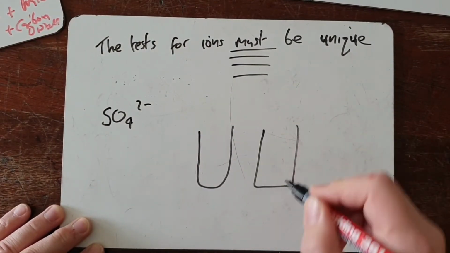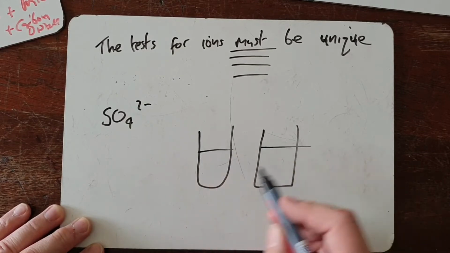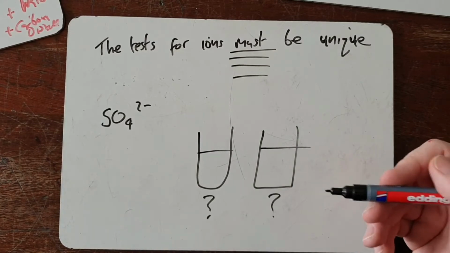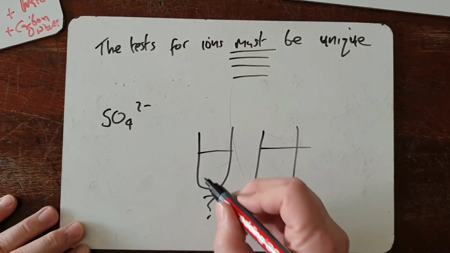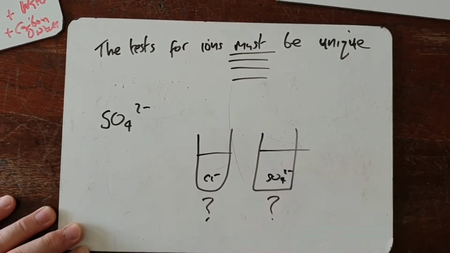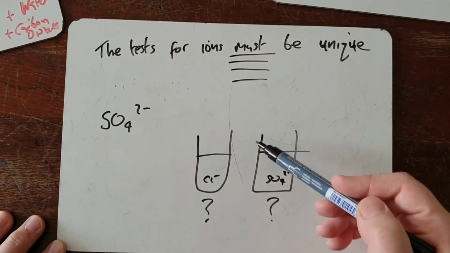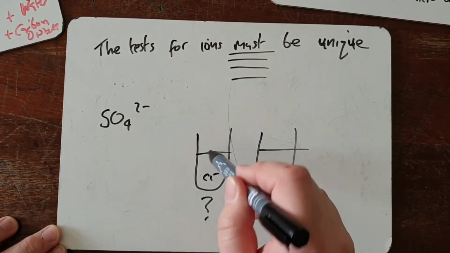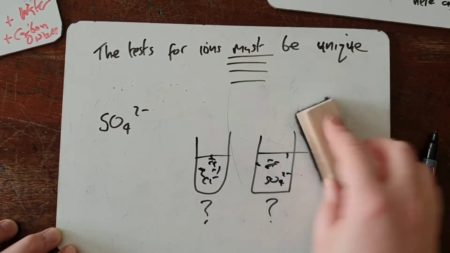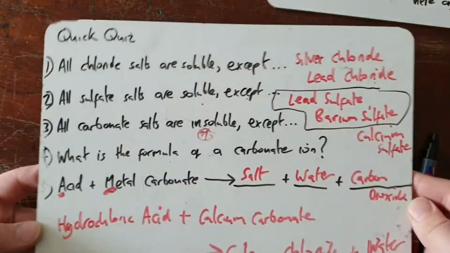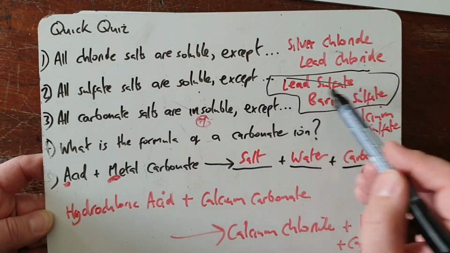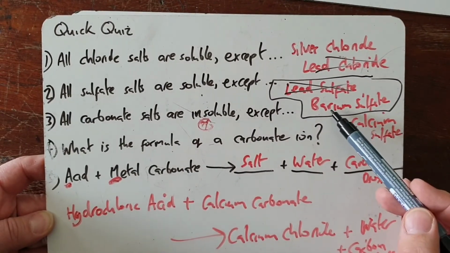So if we've got two beakers, we don't know what's in them, mystery substances, and we want to identify which one's which. Let's say this one's got some chloride ions in it and this one's got some sulfate ions in it. If we add a lead compound to these, lead chloride's insoluble, so you'll get a precipitate. But lead sulfate is also insoluble, so you get a precipitate. So it's not unique, it doesn't solve our problem. We can't use lead because it appears multiple times, so we use barium.